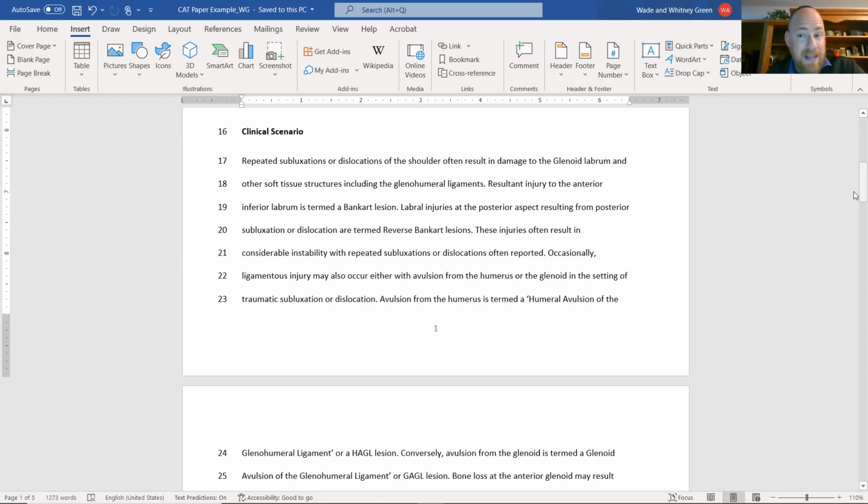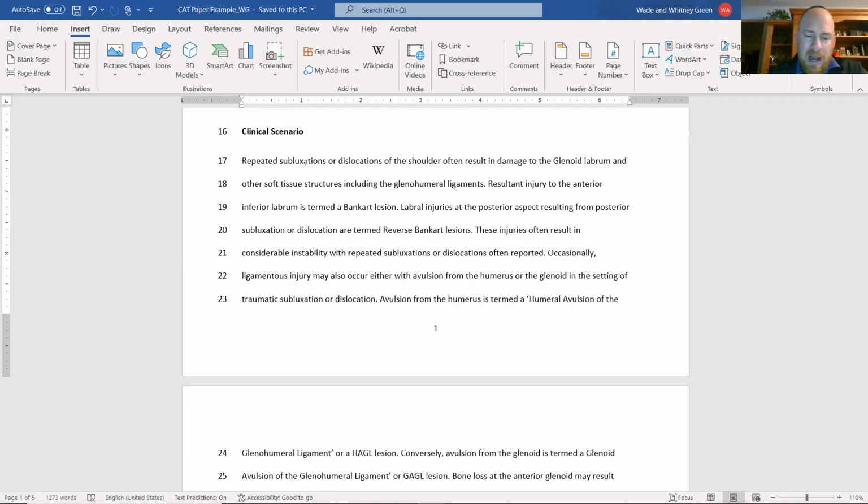So I did that. Again, I gave my clinical scenario section by essentially stating my clinical background. How do Bankart lesions happen? It says repeated subluxation and dislocations of the shoulder often result in damage to the glenoid labrum and other soft tissue structures, including the glenohumeral ligaments, and result in injury to the anterior inferior labrum, which is the Bankart lesion. And I go about laying out my clinical scenario in this way. That is the background for my PICO question.